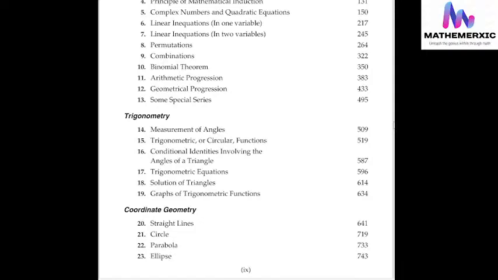Measurement of angles: why do we study it differently in trigonometry? Because we are already aware of angle measurements like 30, 60, 90 in grade 10, but here we'll go with different angles like 18 and 72. Different angles can be calculated with the help of different iterations of trigonometric formulas. Trigonometric or circular functions: all the trigonometric ratios can be utilized as a function, and circular functions we also use in that.